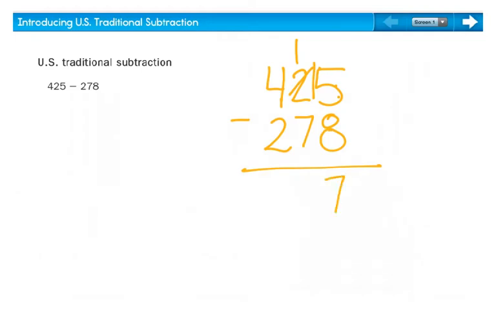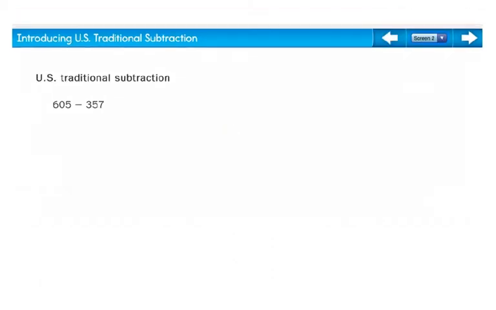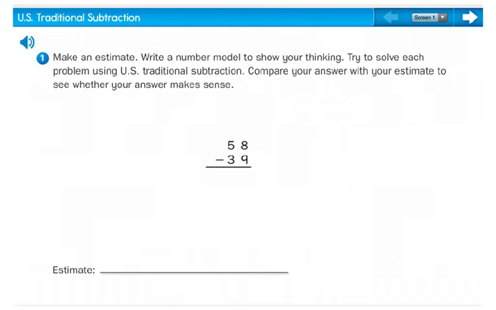I cannot take 1 minus 7, so I'm going to borrow from the 4 and make it a 3. Put that 10 in front of the 1 to get 11. 11 minus 7 is 4, and 3 minus 2 is 1. So we're going to go ahead and practice. I'm going to go ahead and move past this screen and go to our math journal.